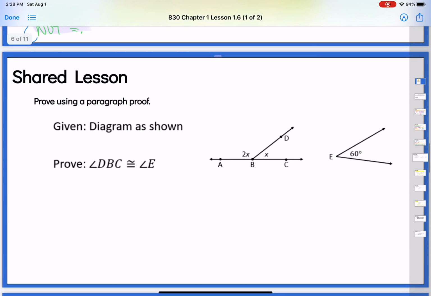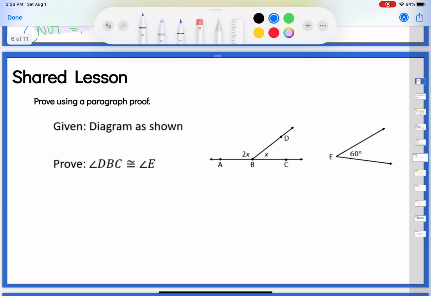So why don't you guys take a shot at this one? So here, all I have for a given is my diagram as shown. So notice what I've got going on here. I've got straight angle ABC split into two angles, 2x and x. I've got angle E here, which is 60 degrees. And I am trying to prove that angle DBC is congruent to angle E. That's what I'm trying to prove. Angle DBC is congruent to angle E.